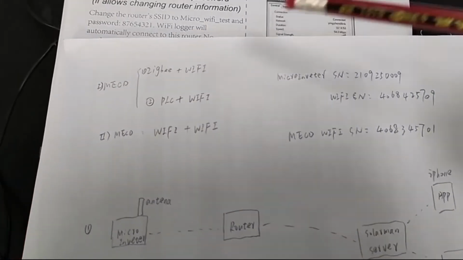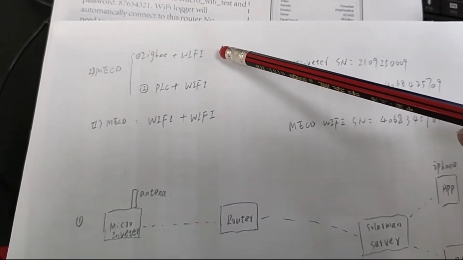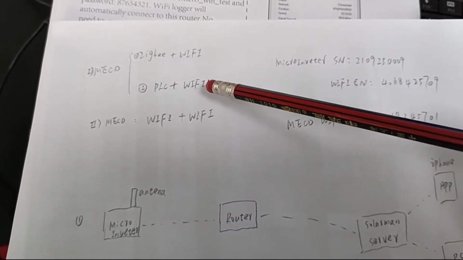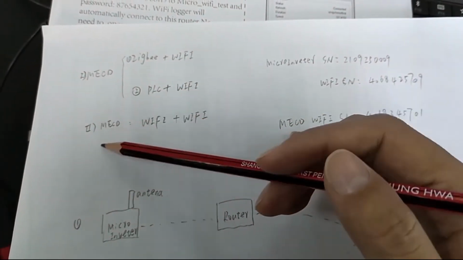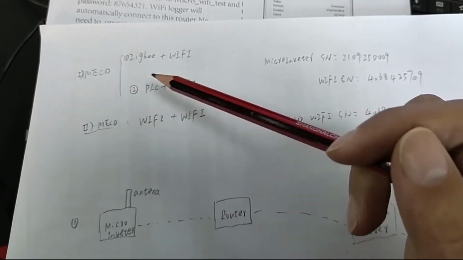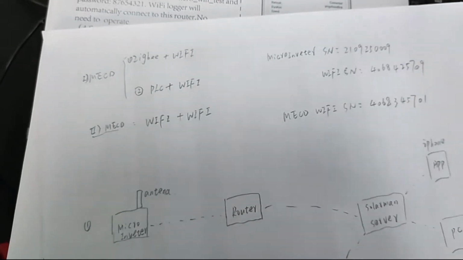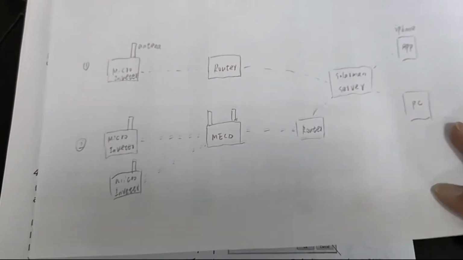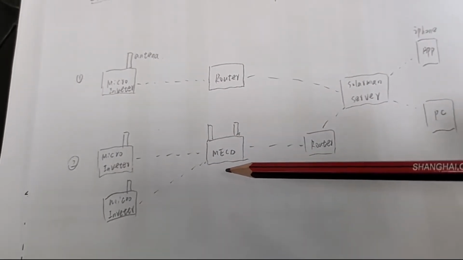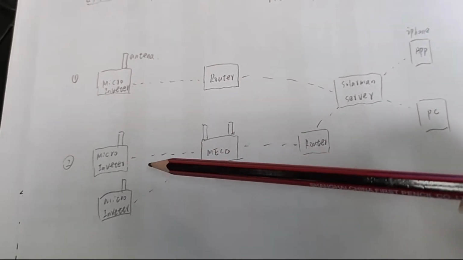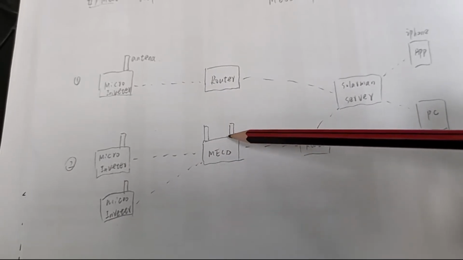As we know, our previous MECD has two types. One is Zigbee and Wi-Fi, and the other one is PLC and Wi-Fi. And now the new MECD, we call it this one. This one only supports Wi-Fi. This is the new generation MECD. It has two Wi-Fi antennas.